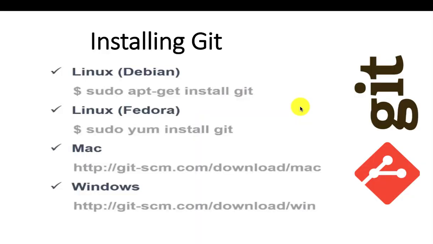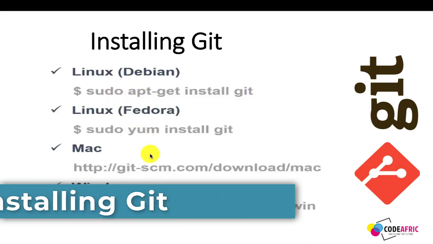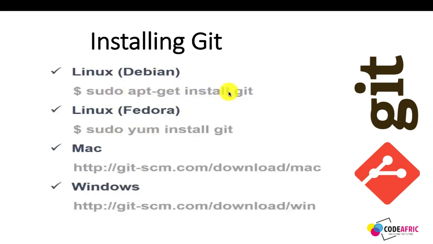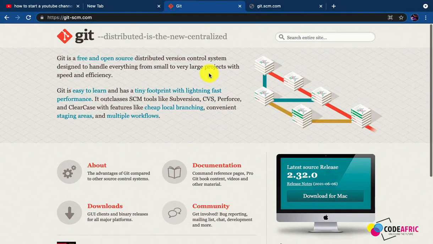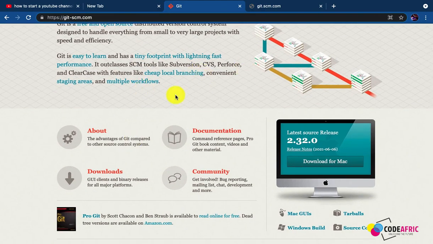Hello and welcome back. We are looking at how to install Git. Depending on your operating system, you can go through what I have here. What I've recommended here, and you are good to go. Open your browser and just search for git-scm.com. It will bring you to this official website and the landing page of Git.